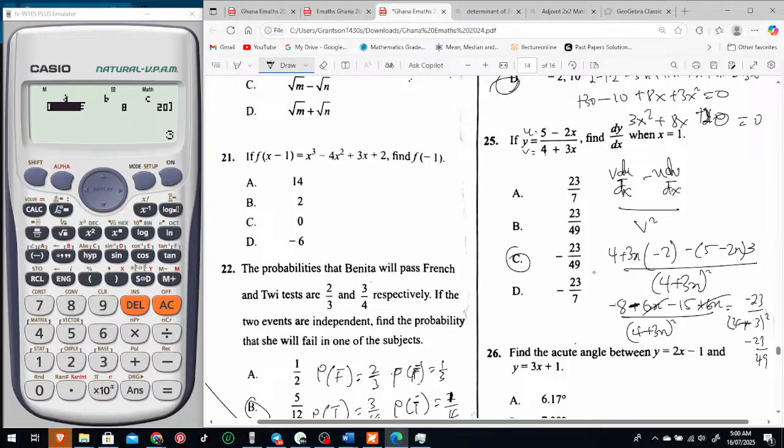Yes, sir. Or even this one, you should have done it in the calculator straightforward. Shift and the differential symbol, bunch of fractions, 5 minus 2x.